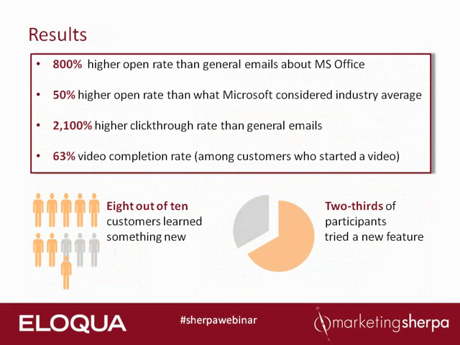And the results have been very good. As you can see on this slide, these emails had an 800% higher open rate than emails Microsoft sent just in general about the Office product. So they would send one email about MS Office to their entire Office database. These emails performed much higher as far as open rates go. And in fact, the open rates were about 50% higher than what Microsoft considered the industry average. And the click-through rates were phenomenally higher. We're talking 2,100% higher click-through rate on these emails than those general emails I just mentioned.